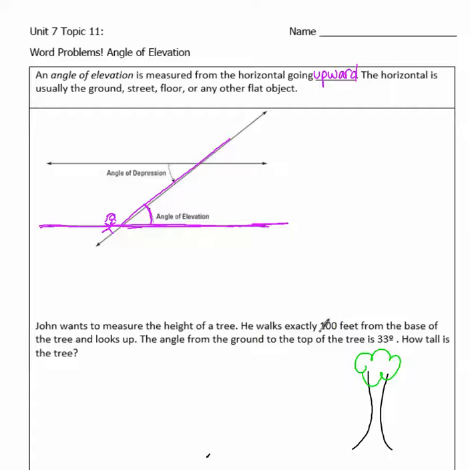He walks exactly 100 feet from the base of the tree and looks up. The angle from the ground, that's going to be the horizontal in this picture, to the top of the tree is 33 degrees. How tall is the tree? So here's John walking away, and there he is over there. He's 100 feet away, recall, and he looks up to the top of the tree. They also tell me that the angle from the ground to the top of the tree is 33 degrees.